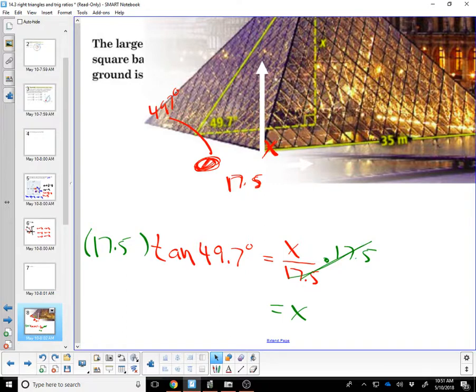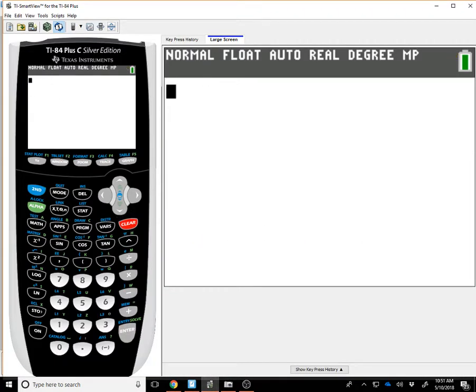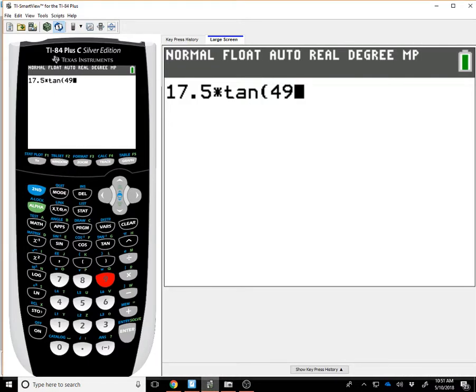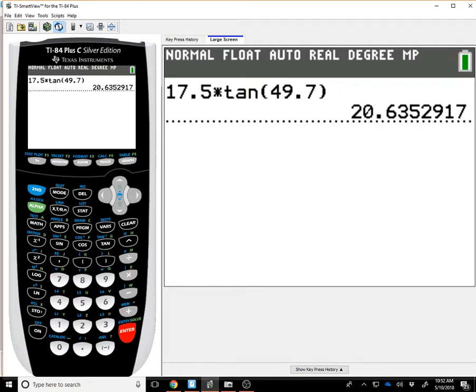All I've got to do is go over to my handy dandy calculator and take 17.5 and multiply it by tangent 49.7. And there we go. So approximately, how tall is the pyramid at the Louvre? It's approximately 21. Now, of course, Excel would be a little bit more specific in what it wants. You might say round to 2 decimals or round to the nearest whole number. But I think we get the point, yeah?